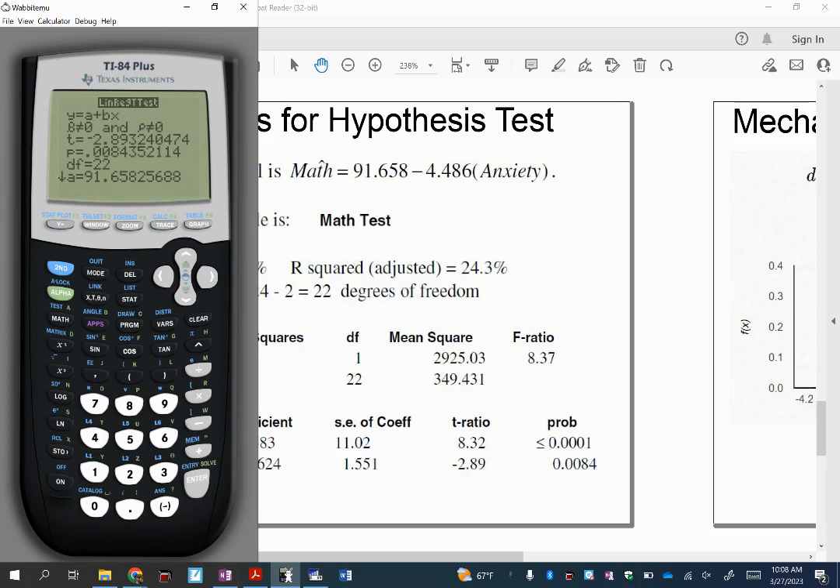So our test statistic is negative 2.893 with our p-value of 0.008. The moment I read 0.008, what am I thinking about that p-value? That's actually pretty small, right? That's really pretty small. It's usually smaller than any alpha you might choose.